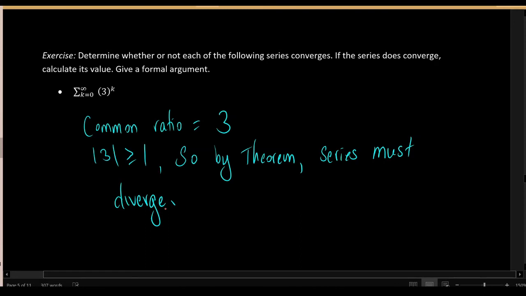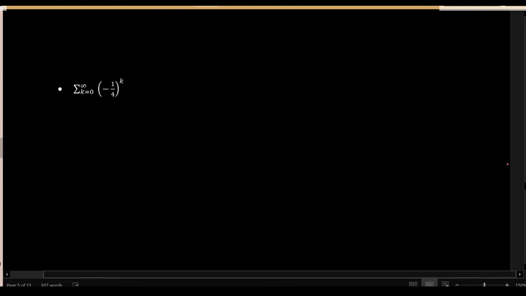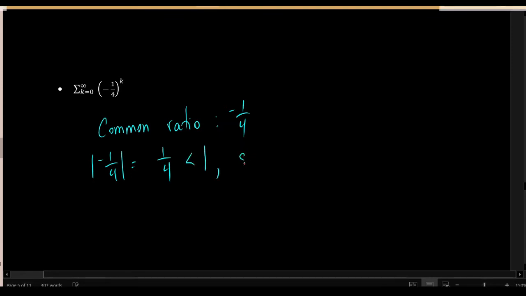And it's as simple as that. Consider the common ratio. If it's greater than or equal to 1 in absolute value, the series must diverge as a result of that theorem. So let's consider the next series. The sum as k goes from 0 to infinity of minus 1/4 to the power k. In this case, the common ratio is negative 1/4. If I take the absolute value of that, I get positive 1/4, and that is smaller than 1. So by the theorem of the previous page, the series must converge.